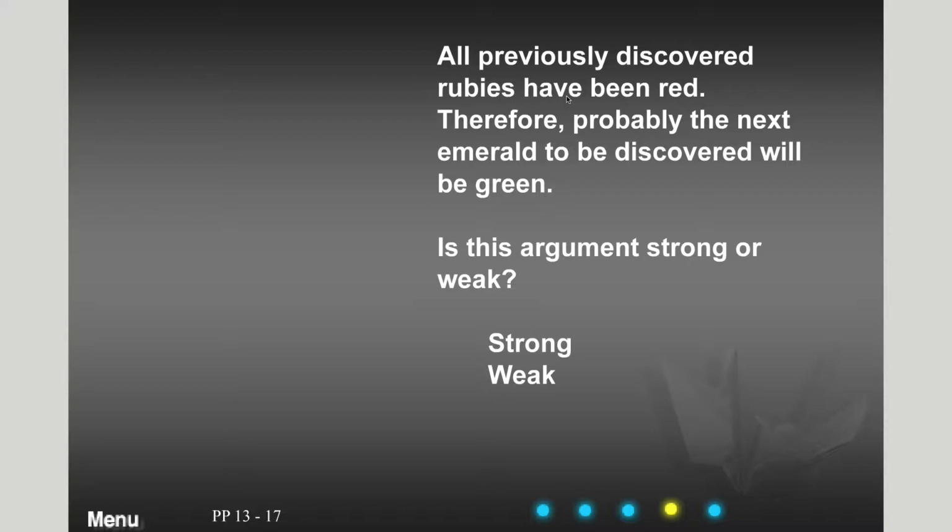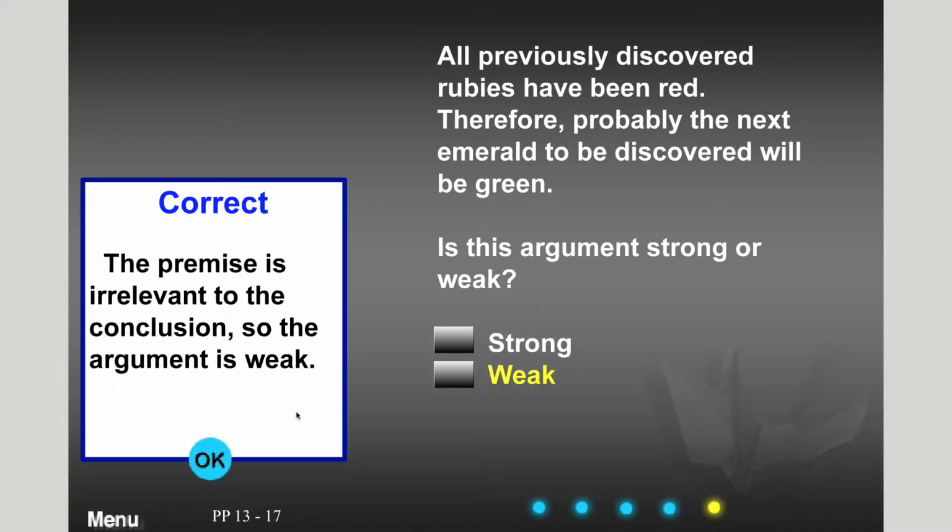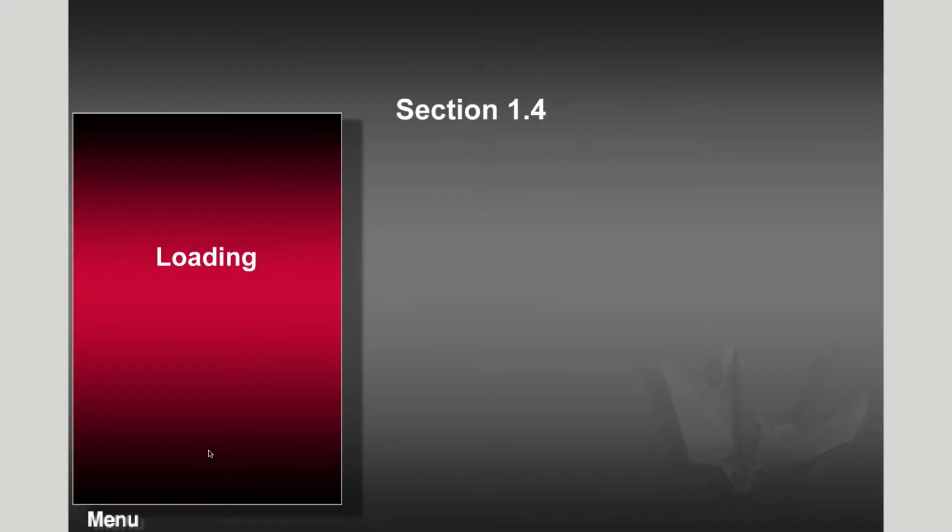All previously discovered rubies have been red. Therefore probably the next emerald to be discovered will be green. Is this argument strong or weak? It is weak. Why? Because whether rubies have been red is irrelevant to the conclusion, because then we start talking about emeralds being green. Okay? So there's no relationship between these two. So that's why it is a weak argument. The premise is irrelevant to the conclusion, so the argument is weak.